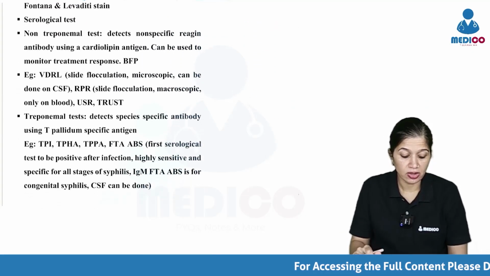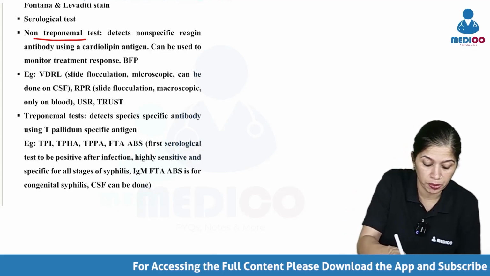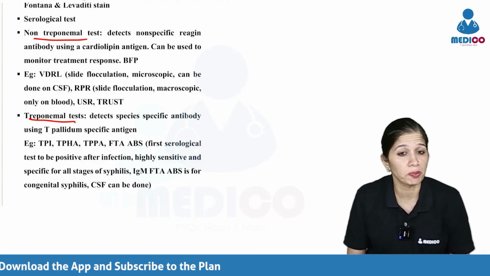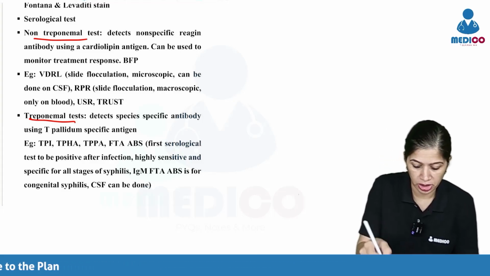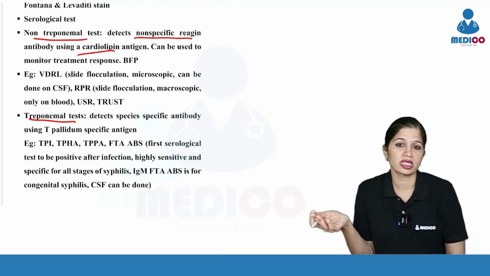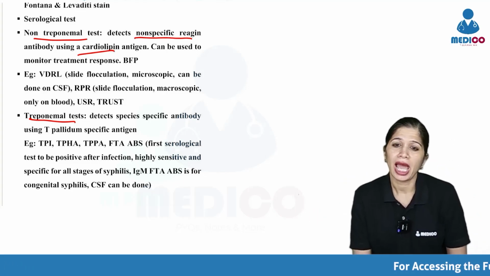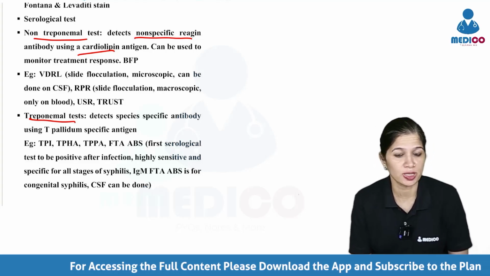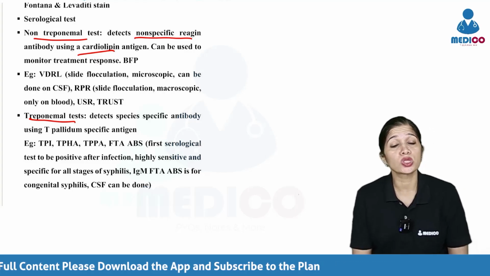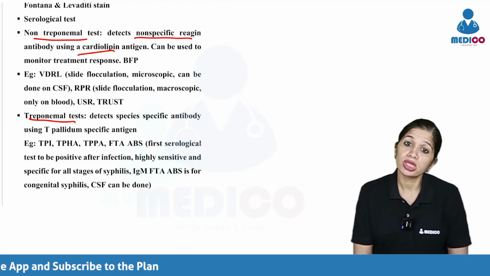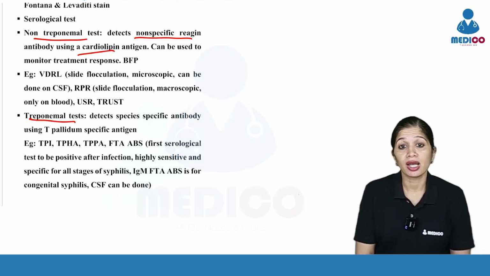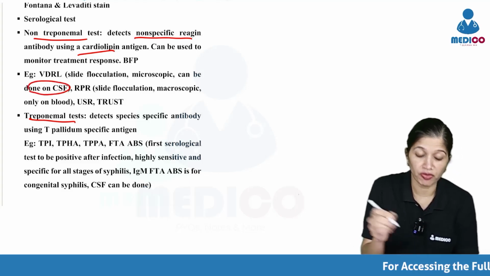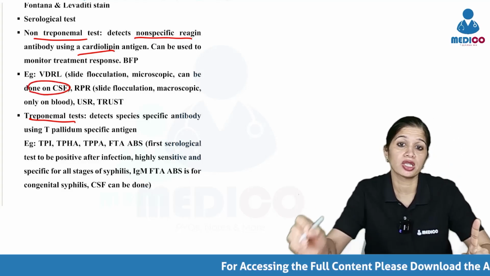Then there are other tests like serological tests. Serological tests could be either non-treponemal or treponemal. The non-treponemal test uses a non-specific cardiolipin antigen to detect the reagin antibody, which is again non-specific. It is primarily used to look for response to treatment, and there is a possibility of biological false positives. VDRL and RPR are the most common non-treponemal tests. Both are slide flocculation tests, but VDRL is microscopic, whereas RPR is macroscopic, and CSF can be processed on VDRL but not on RPR. So RPR is not for CSF.